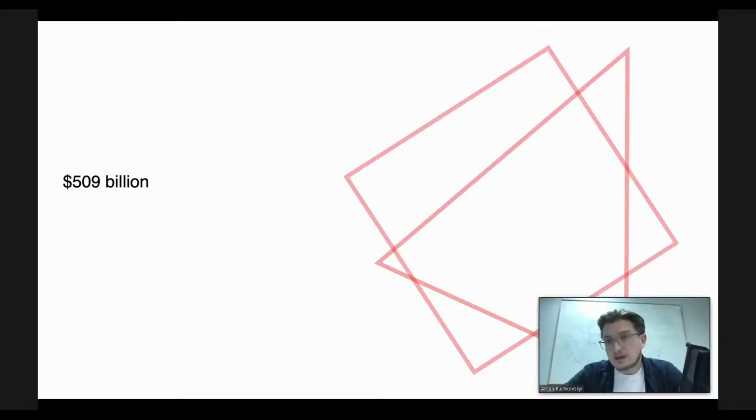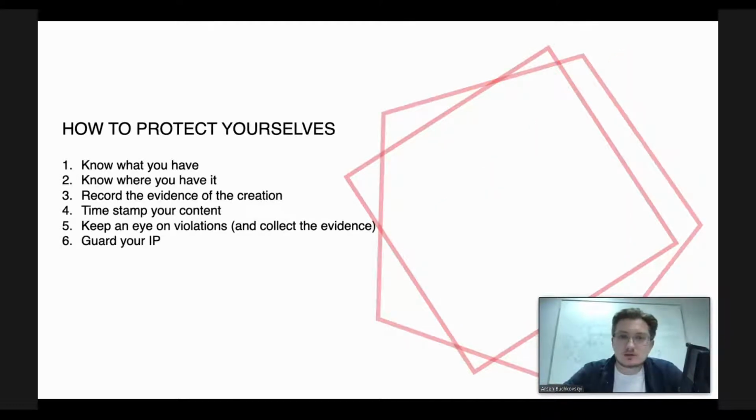But we still have some steps we can take, and we are going to talk about what you should do, first, to protect your IP rights, and secondly, if someone really stole it, how to restore your rights. So the first thing is how to protect yourselves.